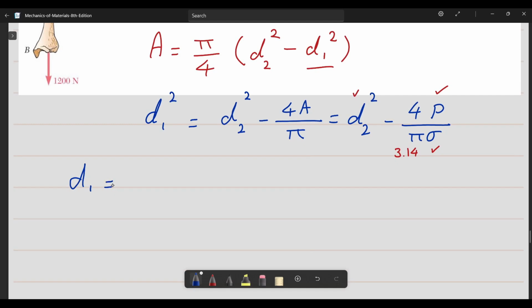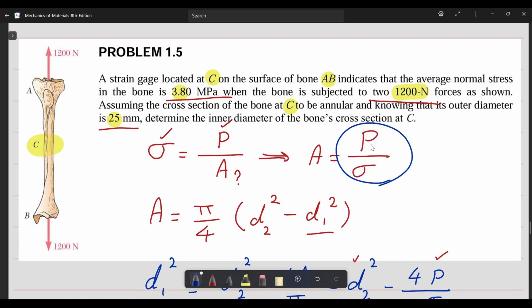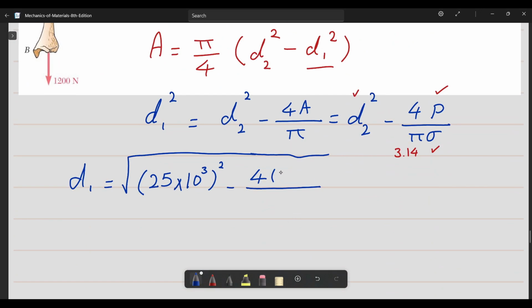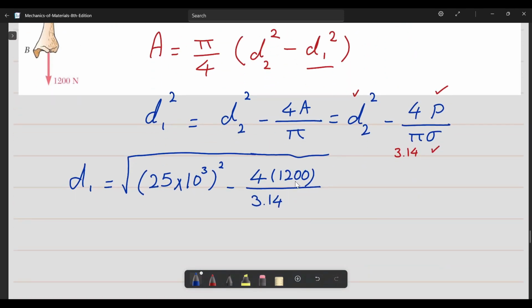D1 equals the square root of 25 millimeters squared minus 4 times P, equal to 1200 newtons, divided by 3.14 and the stress, equal to 1.8 megapascals.